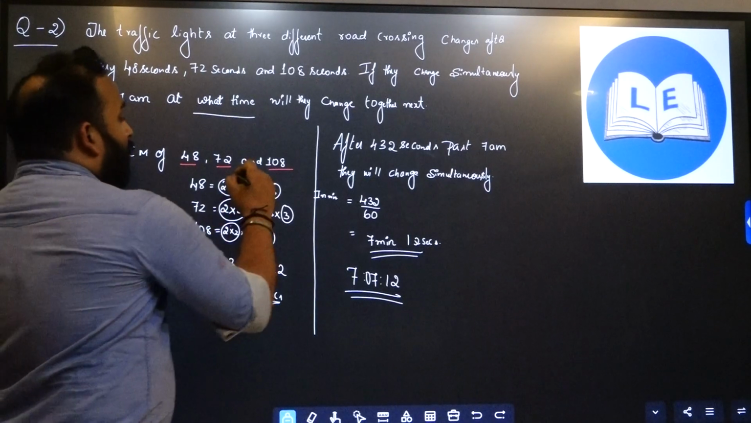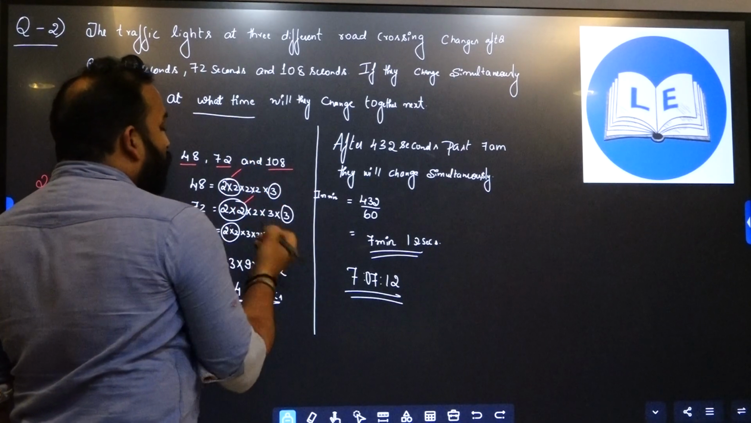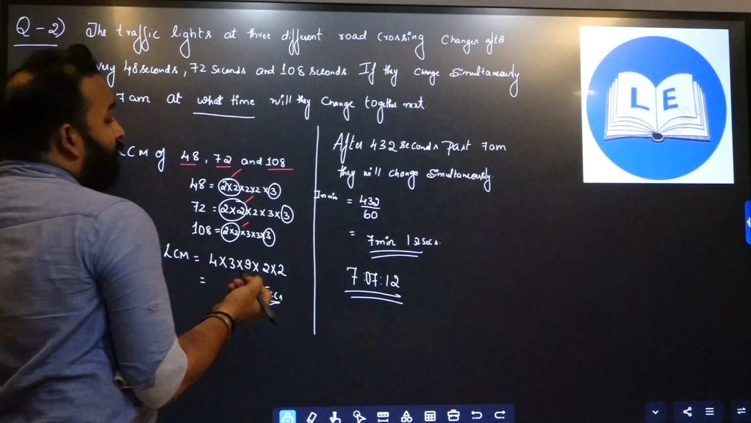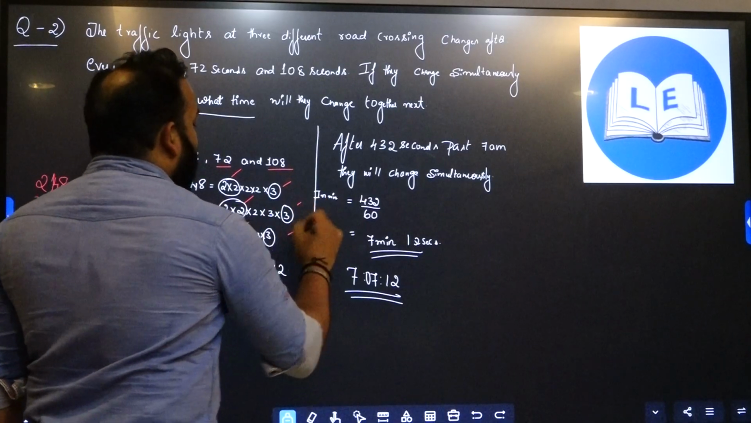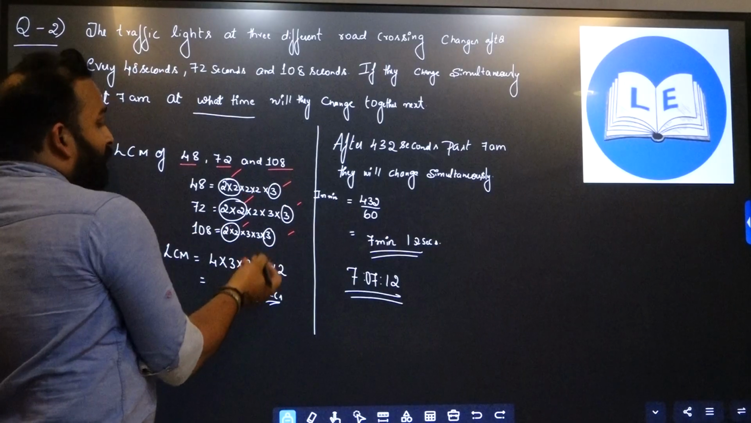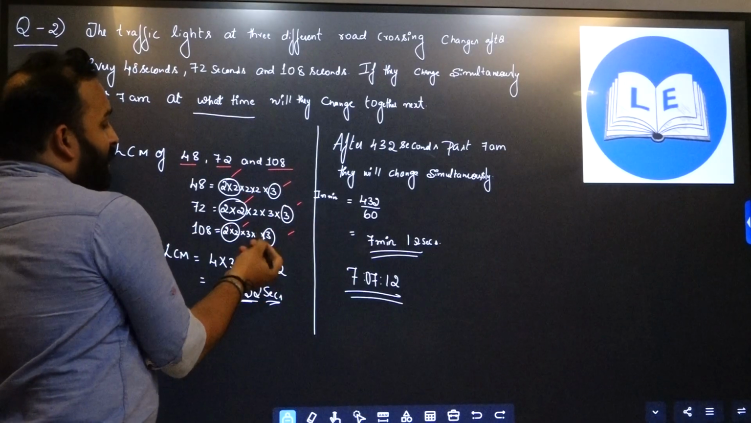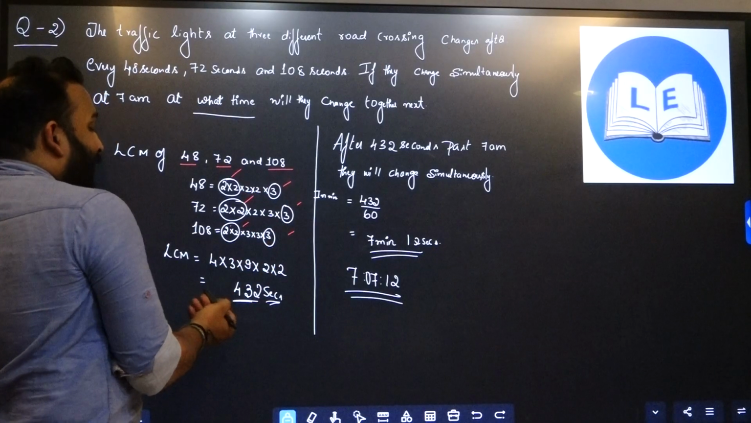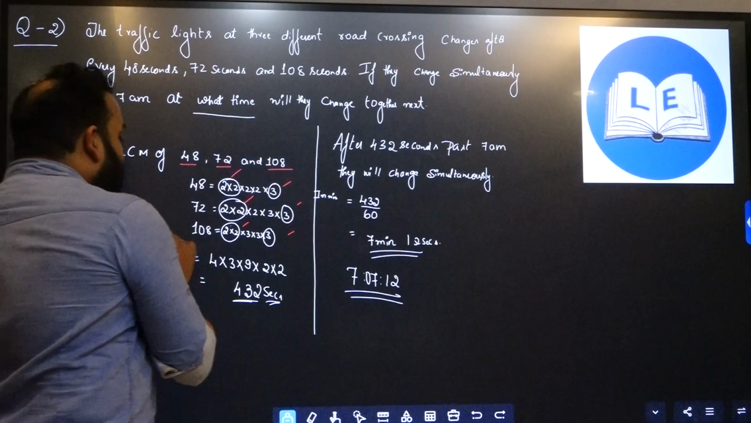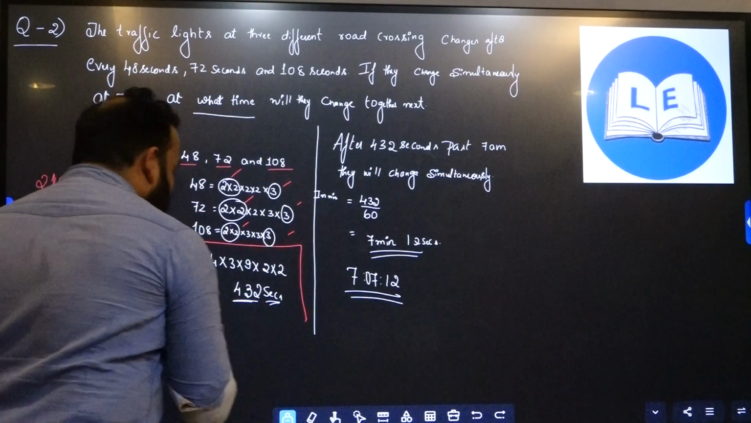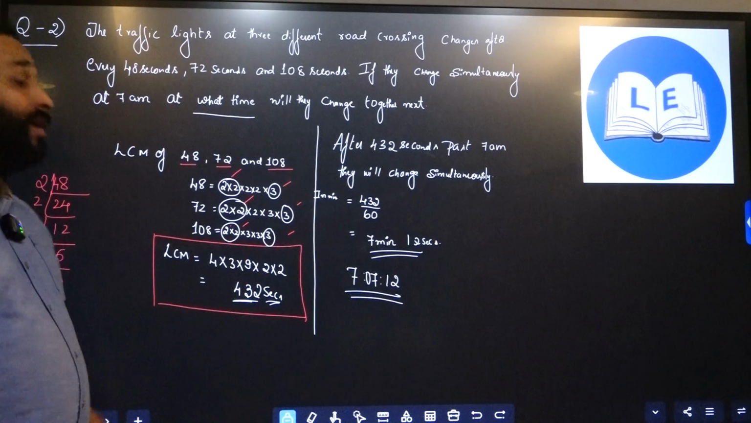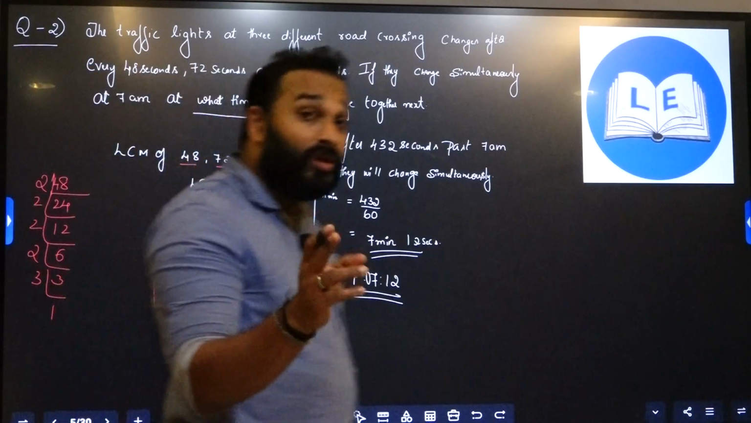So here you got 2 into 2, 2 into 2 and 2 into 2. You write 4. 3 is common, again you write 3. The non-common terms, you can write the highest power remaining, 9, 2, 2. So you get the LCM of 48, 72 and 108. See children, the LCM of these three numbers is 432, which is 432 seconds.